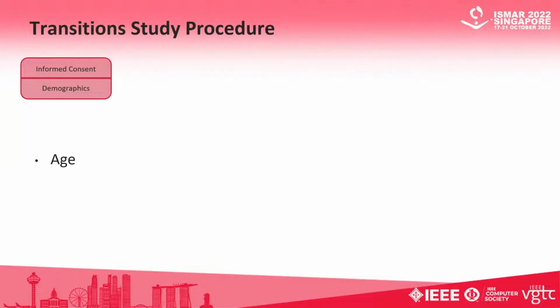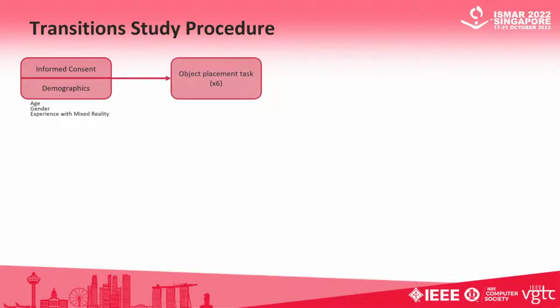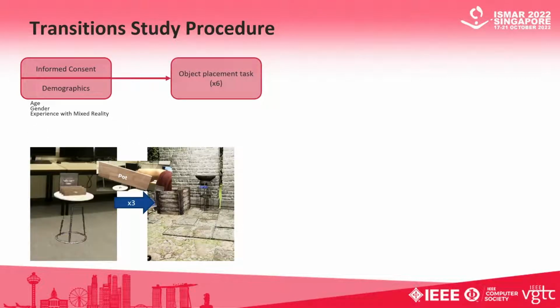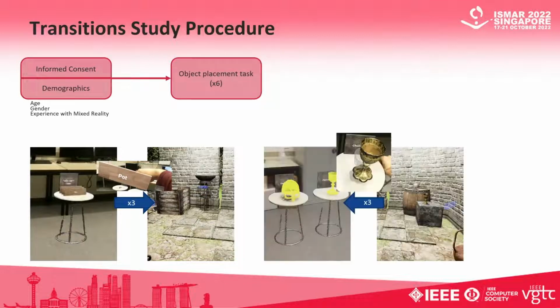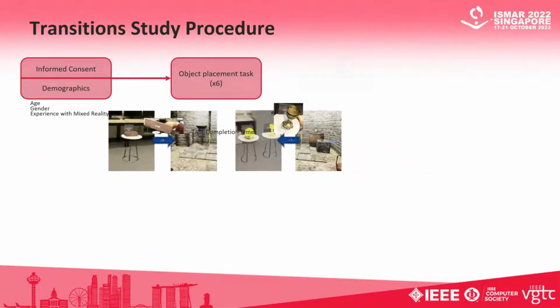So participants filled in a demographics questionnaire inquiring about age, gender, and mixed reality experience, and then performed an object manipulation task where they transitioned 3 objects from the augmented to the virtual environment and 3 other objects from the virtual to the augmented environment. And during this, we measured the task completion time.